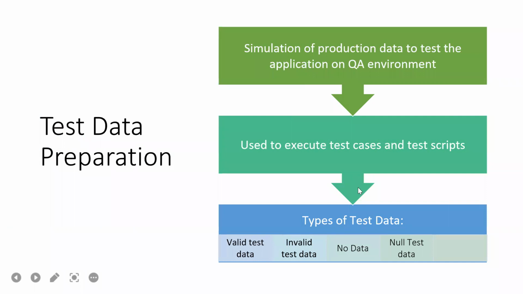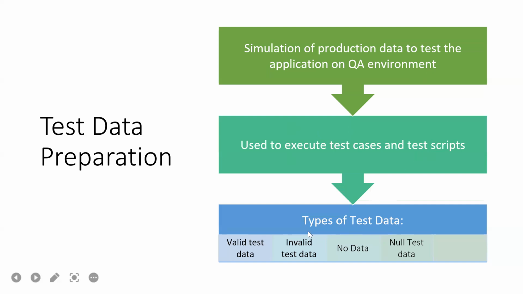Okay, fine. So test data preparation is nothing but simulation of production data to test the application on the QA environment, whatever environment it is. We usually do it on the QA environment, so I have put it here. It is used to execute test cases and test scripts. Test script means automation test cases are always called test scripts.